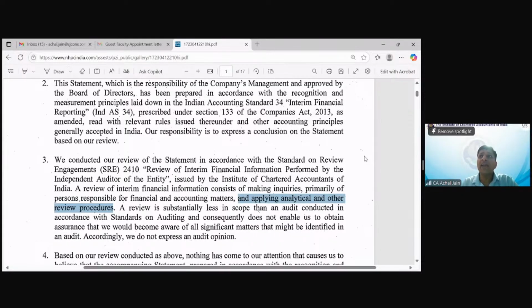So why is it clarified? So that the stakeholders get to know. It's not a full audit. Further, let's also understand, it says a review is substantially less in scope than an audit, and consequently doesn't enable us to obtain assurance that we would become aware of all significant matters that might be identified in an audit. Accordingly, we do not express an audit opinion. Can you see this? Are you getting this clarity? Okay, so he's just also trying to explain the difference.